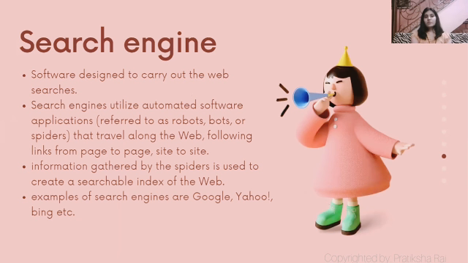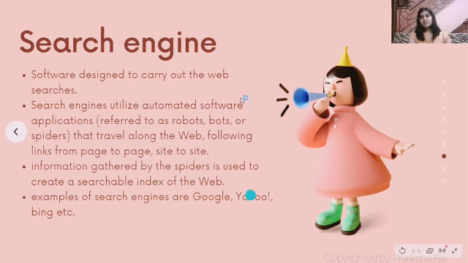A search engine is a software designed to carry out web searches. So basically, the tab that you open when you search the internet is the search engine. So, for example, Google Chrome is the web browser, and Google is the search engine. Okay, a search engine utilizes automated software applications referred to as bots.